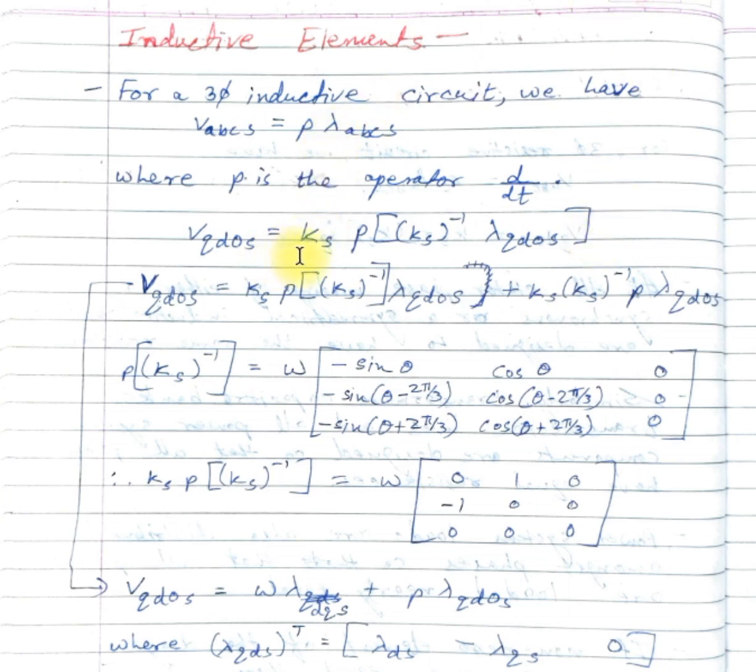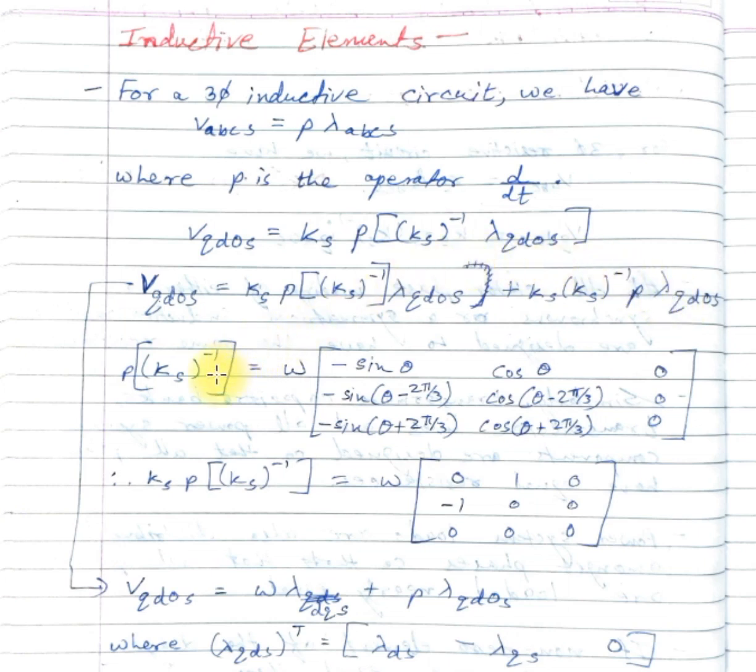Now let us further solve this equation. Ks into P is nothing but d by dt, and d by dt of the two terms. So I take d by dt of the first term and let my second term remain as it is. So lambda of QD0S remains as it is, and d by dt of Ks inverse, that is my first term, plus Ks is as it is, Ks inverse remains as it is, and d by dt of my second term, that is lambda of QD0S.